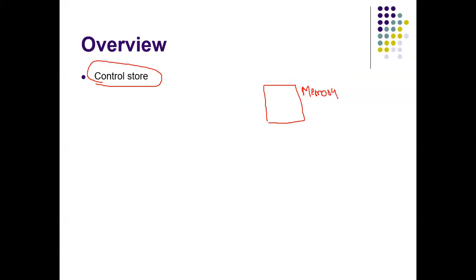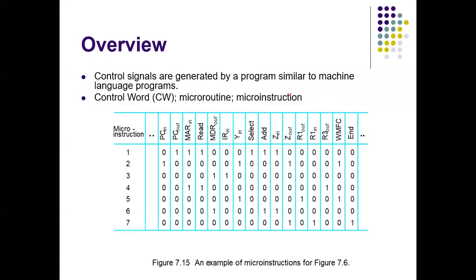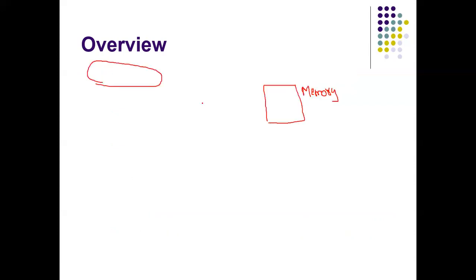And what will this memory contain? This memory will contain all the micro instructions. See, these are the micro instructions. All these micro instructions will be stored in the control store. Say, for example, this processor supports 100 micro instructions; then micro instruction 1, micro instruction 2, up to micro instruction 100, all will be stored here.